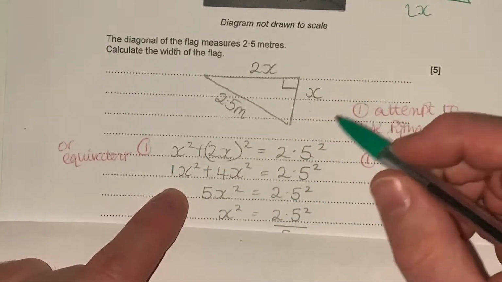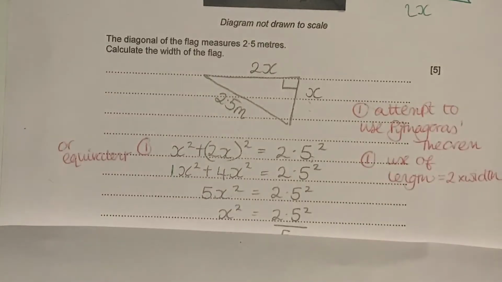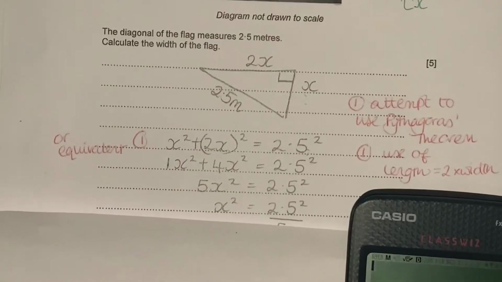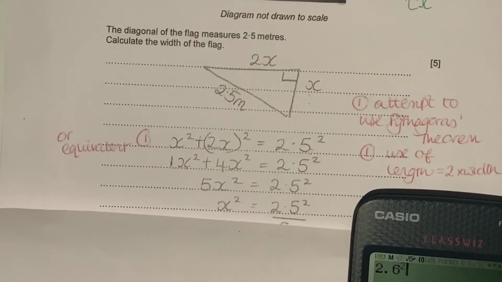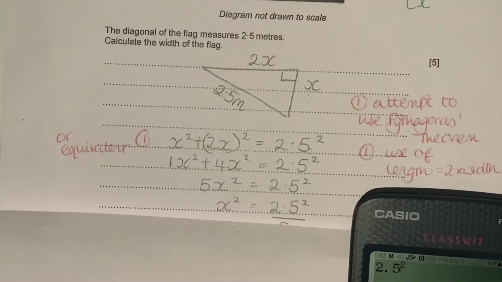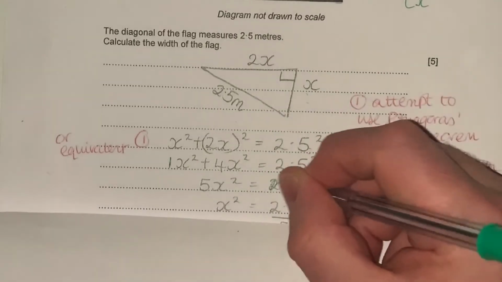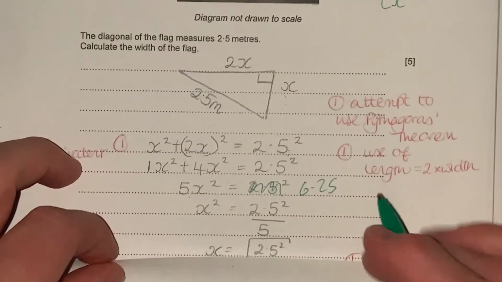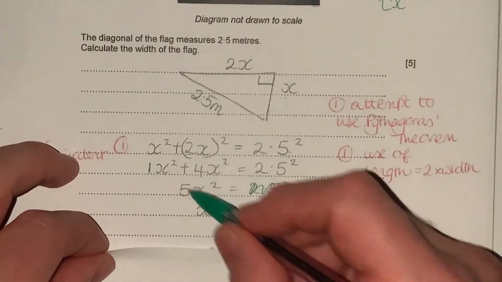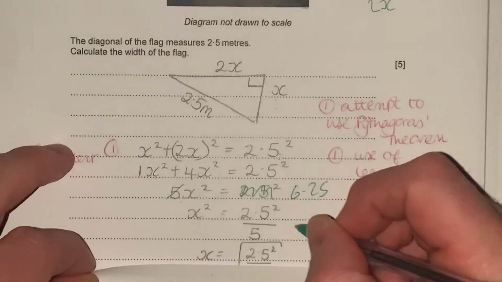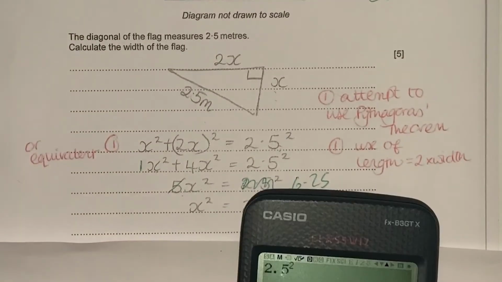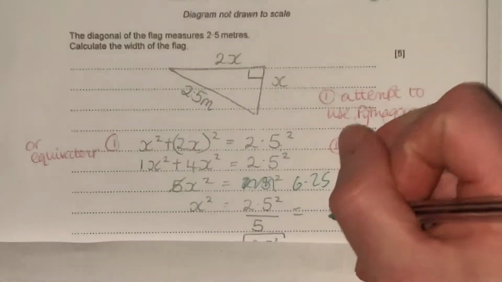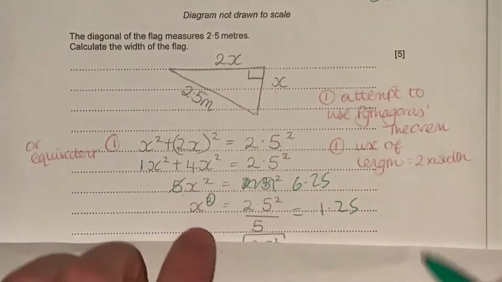5x squared equals 2.5 squared, or I'll tell you what I will do, I will square that now, just to make it a bit easier. So 2.5 squared is going to give me the answer of 6.25. So 5 times something squared is 6.25. So that's why they've written divide by 5 now. Okay, solving equations. So 6.25 divided by 5 gives me the answer of 1.25. So something squared is 1.25.